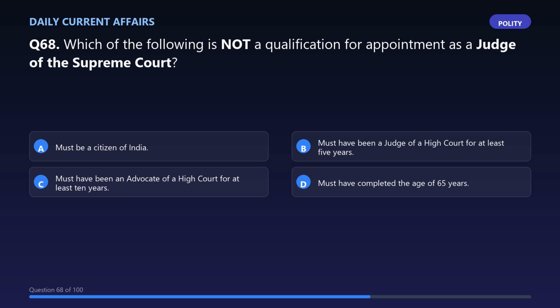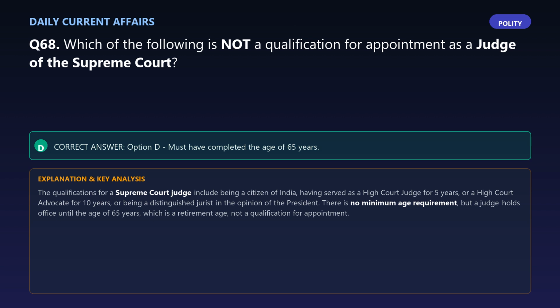Which of the following is not a qualification for appointment as a judge of the Supreme Court? The correct answer is option D, must have completed the age of 65 years.